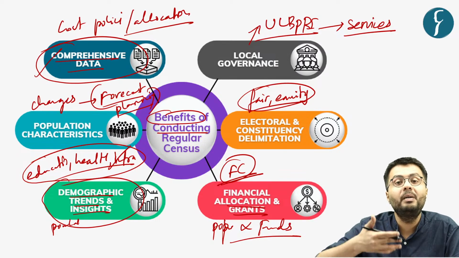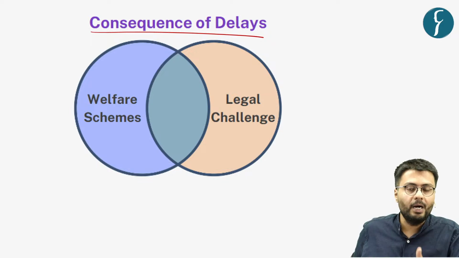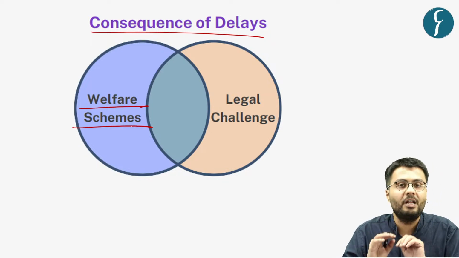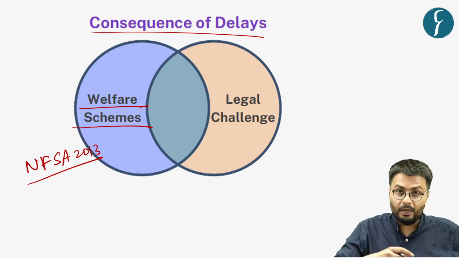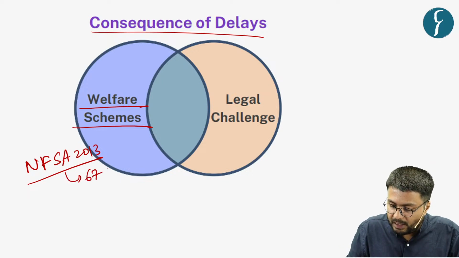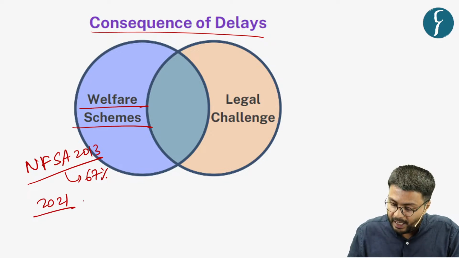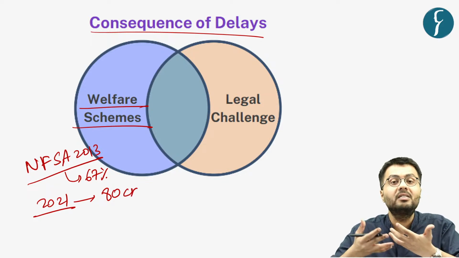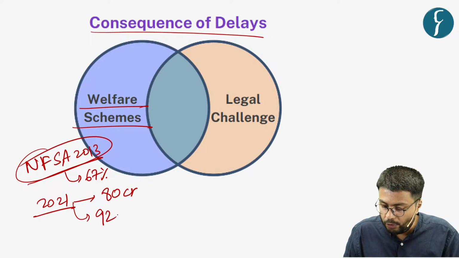However, as these exercises have been delayed, it has led to several consequences. Let me help you understand it with various examples. First of all, the government implements various welfare schemes based on the population level of our country. For example, there is the National Food Security Act of the year 2013, which provides subsidized food grains to people in our country. According to this act, about 67% of the country's population is provided with subsidized food grain. Now, based on 2011 census data, the NFSA provisions are provided to 80 crore people in general. However, as the census exercise has not been conducted, it is expected that the beneficiary level for this particular scheme has increased to 92 crores.